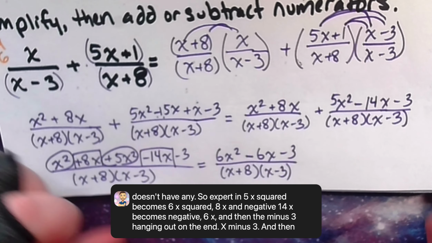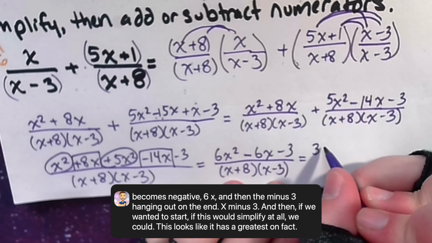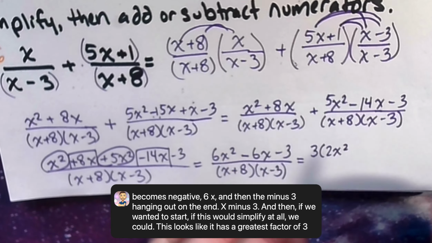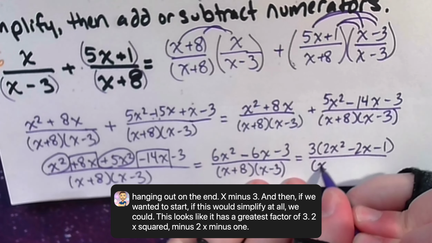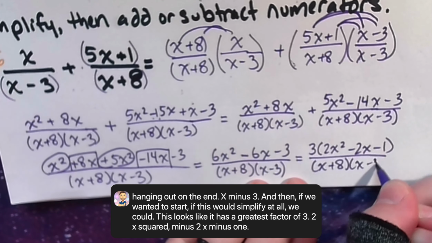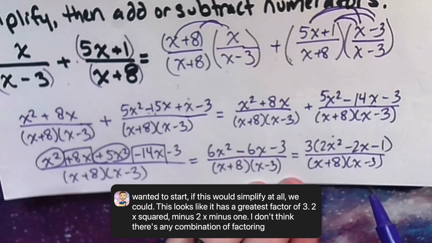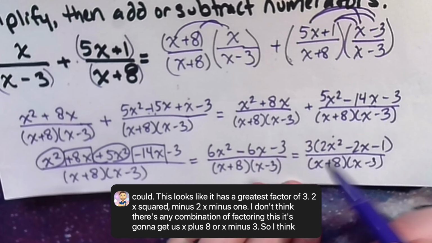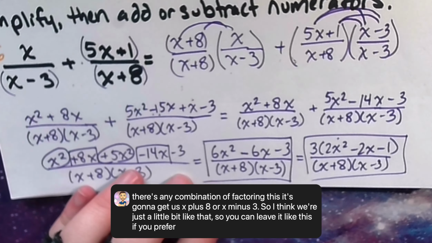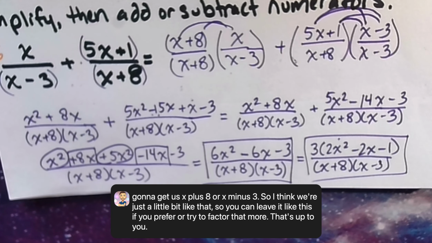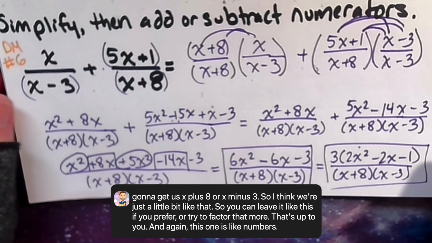And then if we wanted to see if this would simplify at all, we could. This looks like it has a greatest common factor of 3. 2x squared minus 2x minus 1. I don't think there's any combination of factoring this that's going to get us x plus 8 or x minus 3, so I think we'll just leave it like that. So you can leave it like this if you prefer, or try to factor it out more. That's up to you. And again, this one is like number 6.